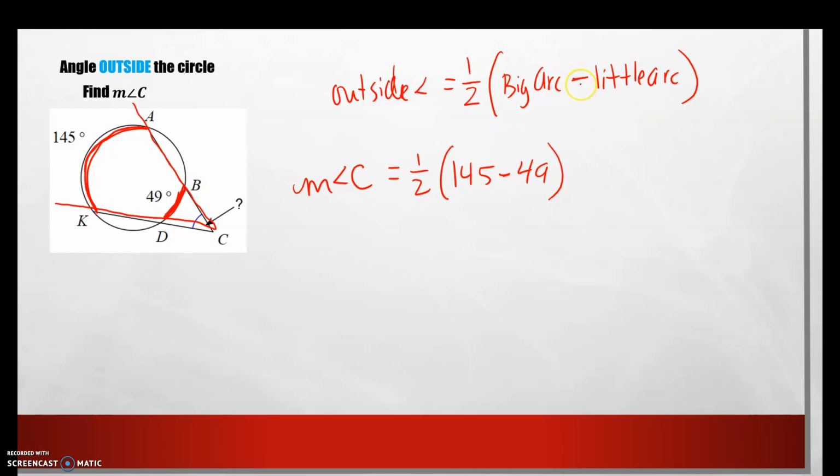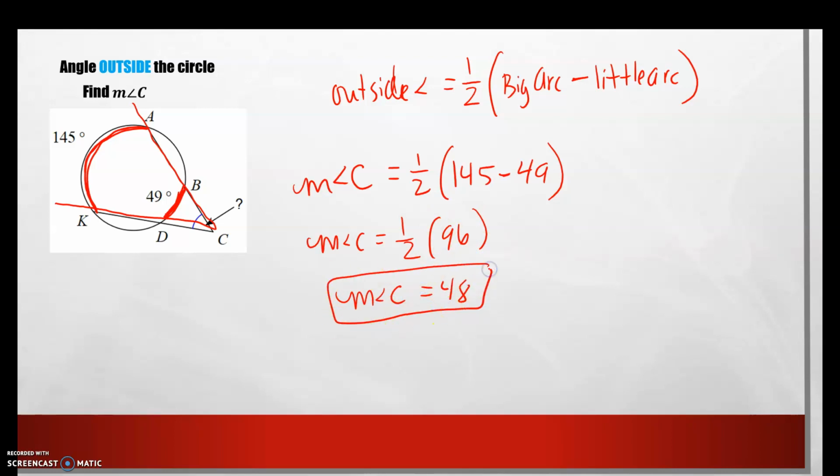Outside, subtract, take away. I'm going to get the measure of angle C is equal to 1/2 of 145 minus 49, which is going to leave me with 96. And then I want half of 96, so the measure of angle C is going to be equal to 48. That's if my angle is outside. So I'm going to extend this angle and look at the two arcs that are created. Big arc minus little arc. It always has to be a big arc because you can't have a negative degree there.